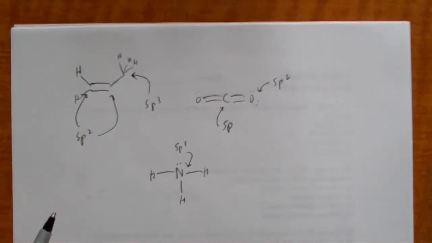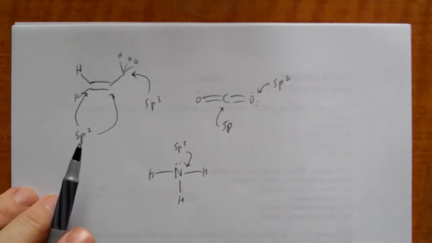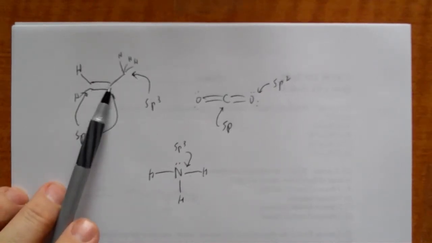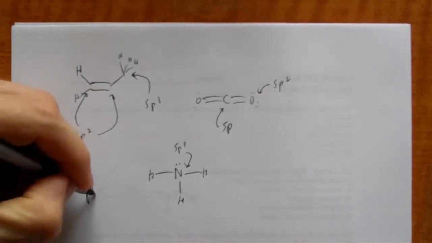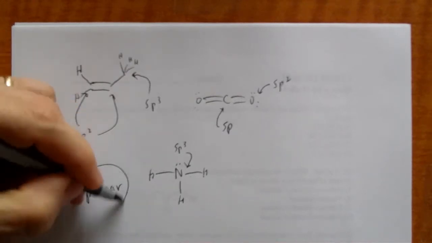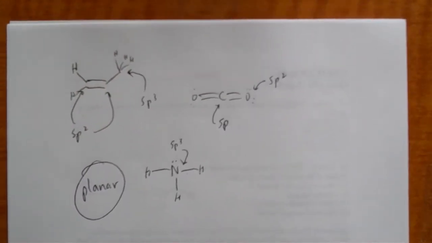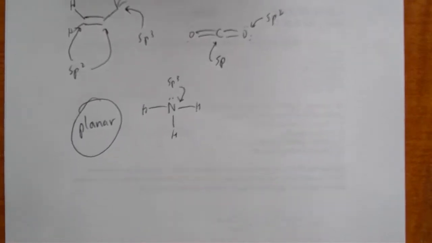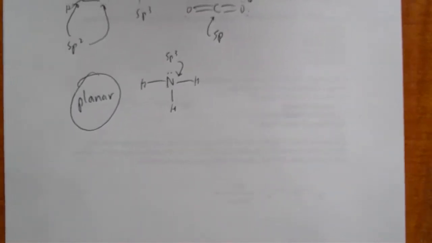And then the final thing we want to say about this structure and bonding is that this thing is planar, and that's a big deal. Planar. Okay, and we'll come back to that many, many times. All right, next thing we want to do is talk about electrophiles and nucleophiles.